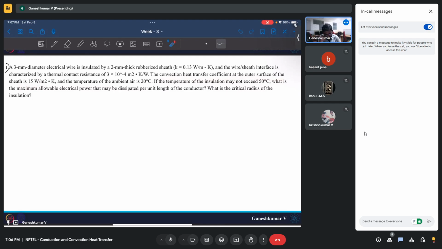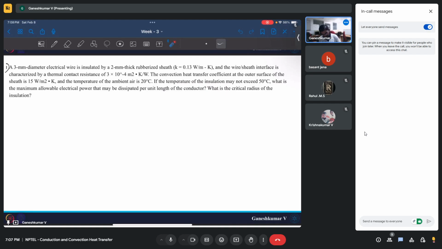And you have a convection heat transfer coefficient at the outer surface of the shell, which is 15 watt per meter square Kelvin, and the temperature of ambient air is 20 degrees Celsius. If the temperature of insulation may not exceed 50 degrees Celsius, what is the maximum allowable electric power that may be dissipated per unit length of the conductor?